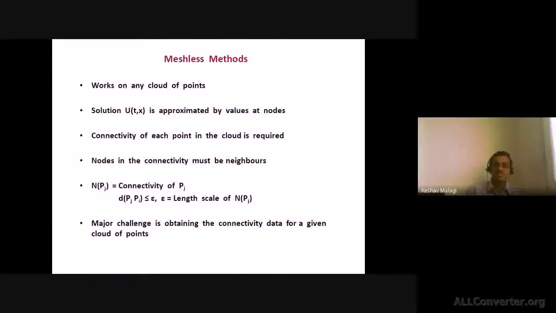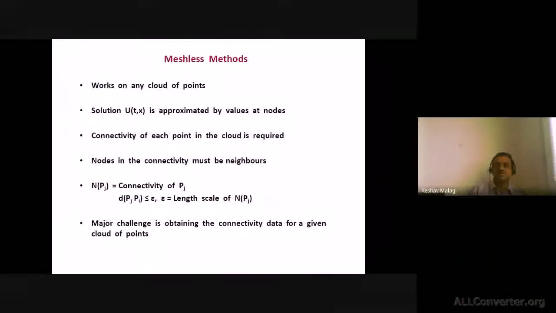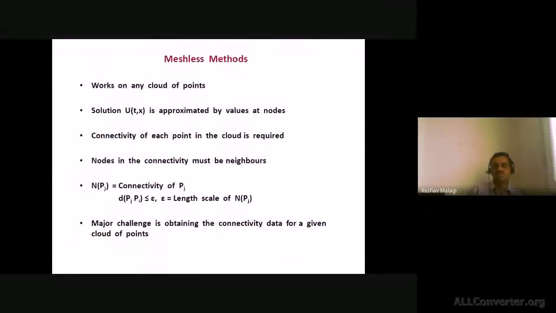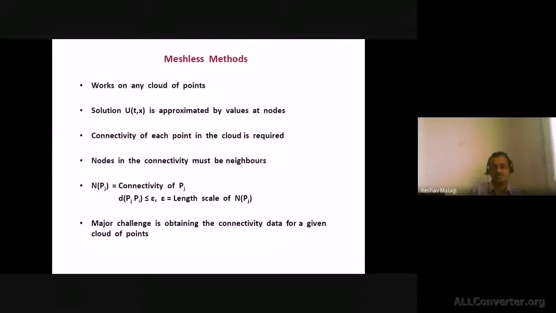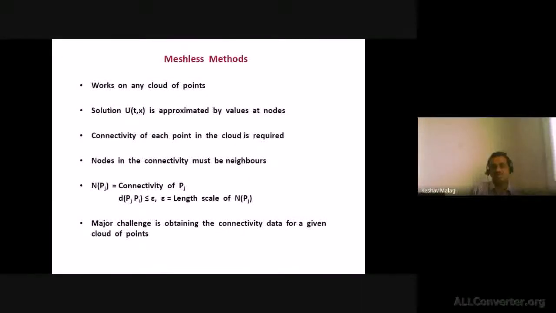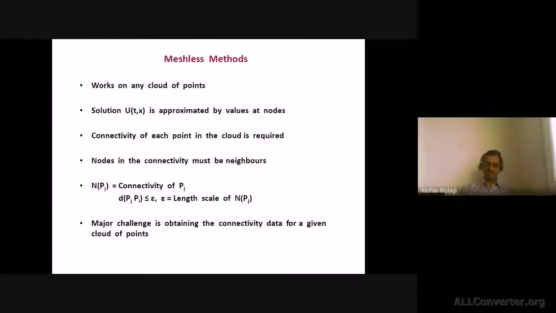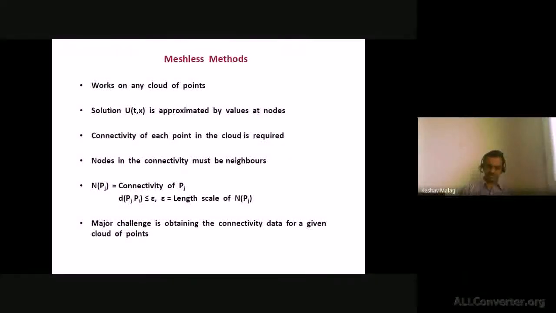So what are the features of this meshless method? It works on any cloud of points. That is, if you want to solve the PDEs at any given point, you just surround it with a few points, and you can solve it. So the solution at any point is approximated by values at the nodes. So you have a body and you fill all the domain around it with some points, and you can approximate the solution at each of those points.